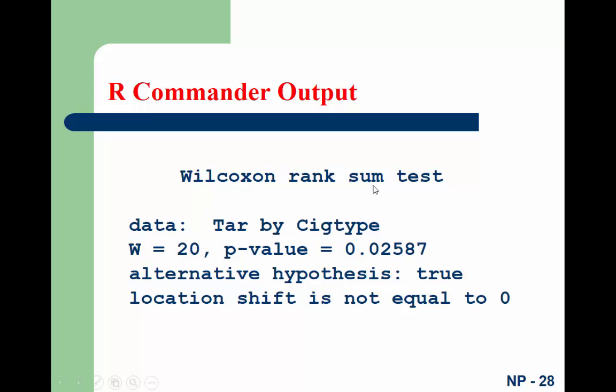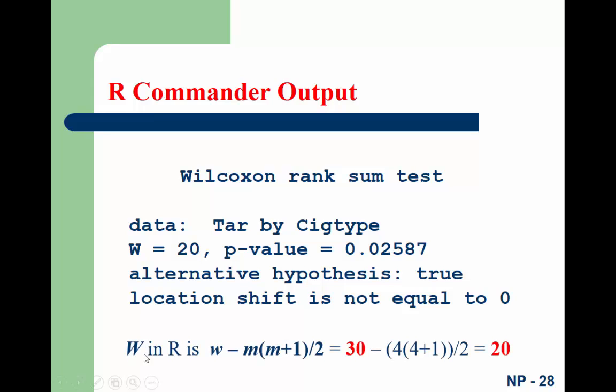Now, the Wilcoxon Rank Sum Test statistic produced by Archimedes is slightly different from the rank sum we defined. The W in R is actually the rank sum minus m times (m plus 1) over 2, where m is the sample size of the smaller sample. Here m is 4, so 4 times 5 over 2 is 10. And 30 minus 10 is 20. That's how the Wilcoxon Rank Sum Test gives you 20.